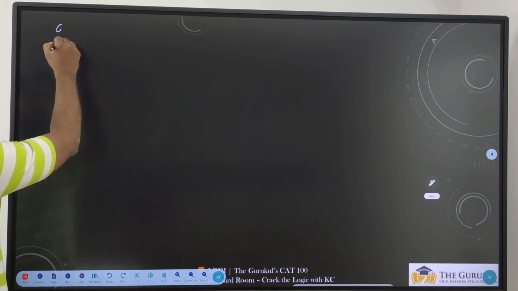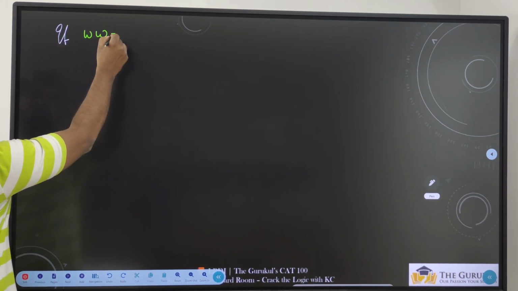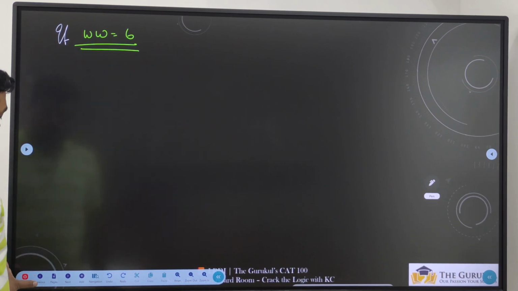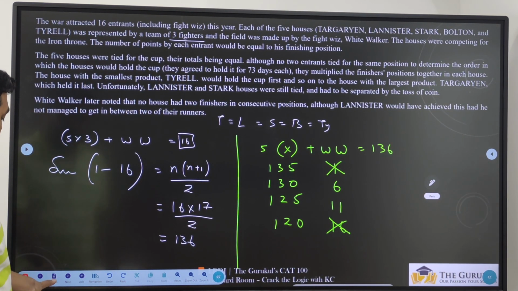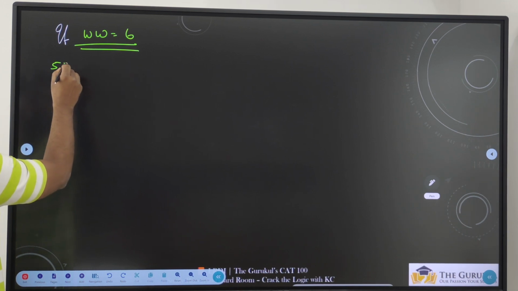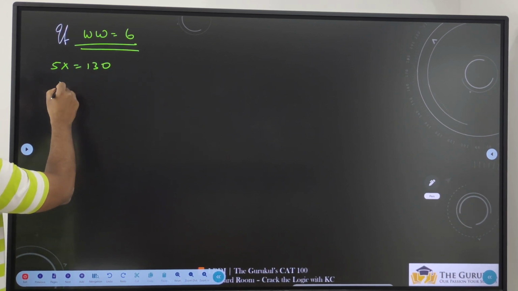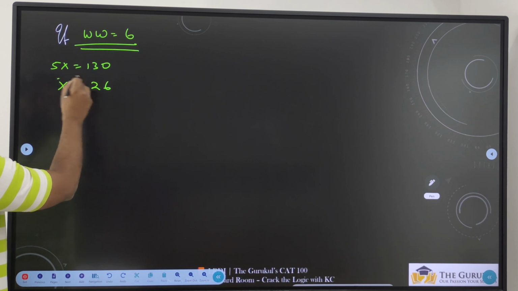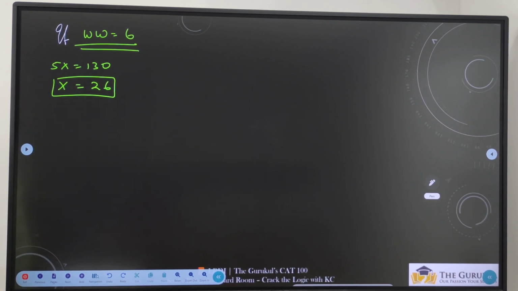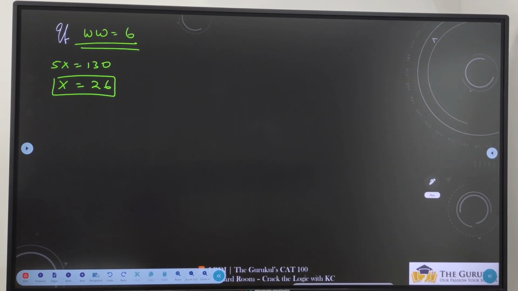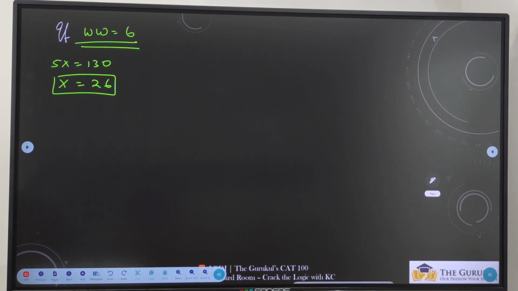If White Walker is 6, if White Walker equal to 6, then what is happening? 5x is equal to 130. So 5x equal to 130. X will be equal to 26. Now what is this x value which is 26? X is the sum of the people in every group.